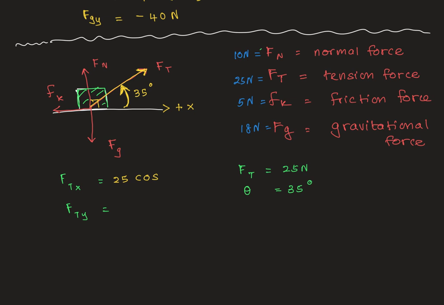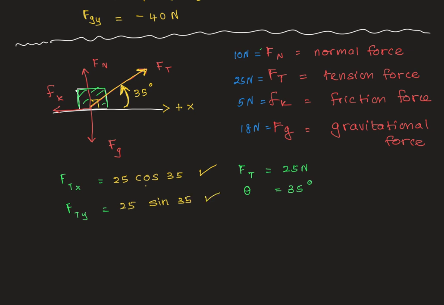So again, 25 cosine, and the angle is 35, and that is our x component. Of course, you have to use your calculator to find cosine 35 and then multiply that by 25 in order to get it as a number. But this is how you do it. And then following that, 25, the angle is the same, but cosine changes to sine.